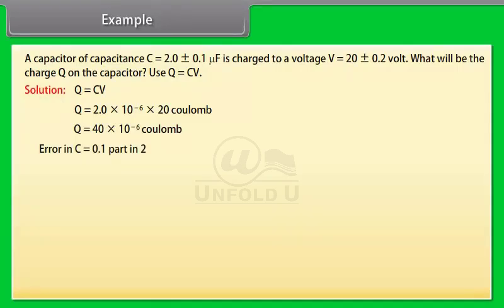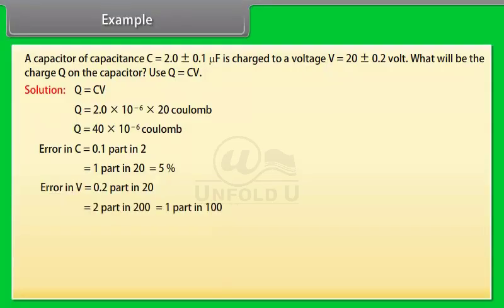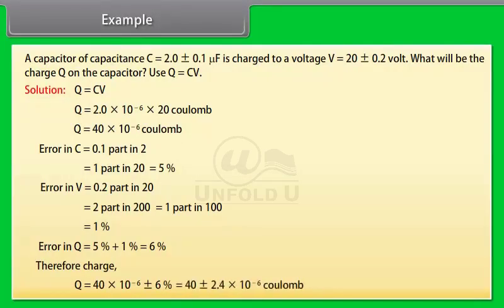Error in C is equal to 0.1 part in 2 is equal to 5%. Error in V is equal to 0.2 part in 20 is equal to 1%. Error in Q is equal to 5% plus 1% is equal to 6%. Therefore, charge Q is equal to 40 plus minus 2.4 into 10 to the power minus 6 coulomb.